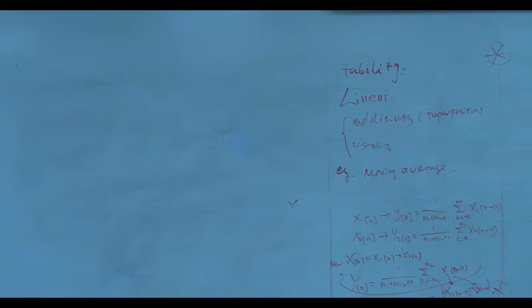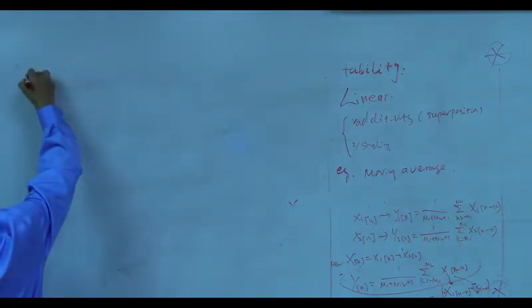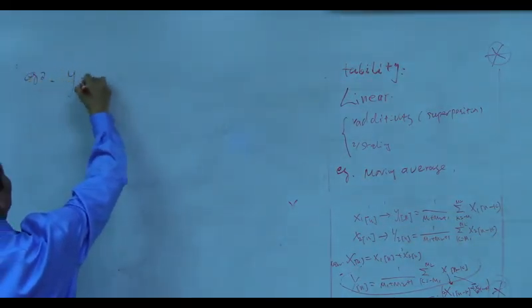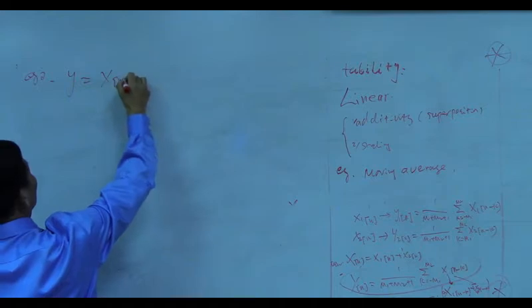I said a diode in real life is not a linear system. You cannot use it. So what is the relationship between output and input for a diode system? The output is just a constant, right? That is one way. Another is, for example, square. So example two, y equals x squared.